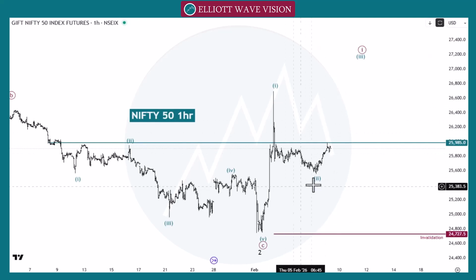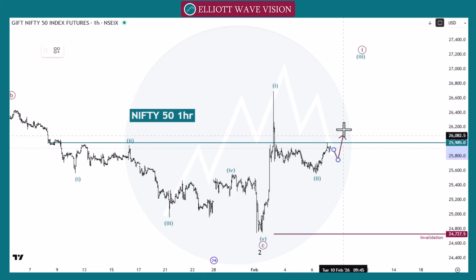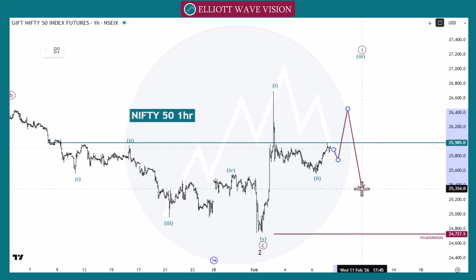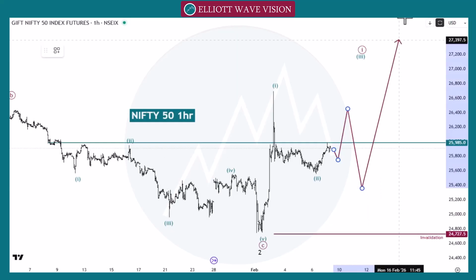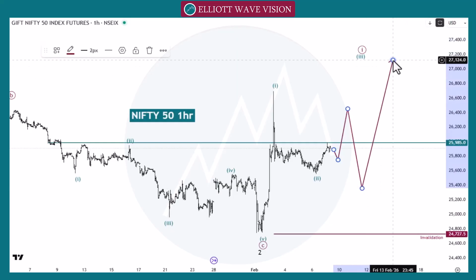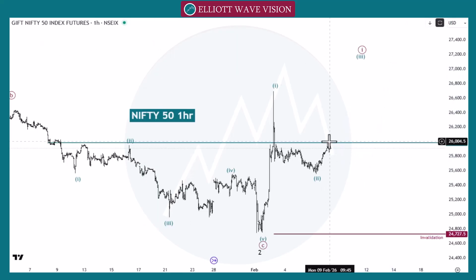Or that's also possible, the market goes sideways like wave A, B and C, W. Then the market may give us the pattern like A, B and C towards 26,500. Then the market goes towards the wave Y and then goes towards the bullish side. So first we need to wait for the pattern at 26,000 to go towards the 26,500.